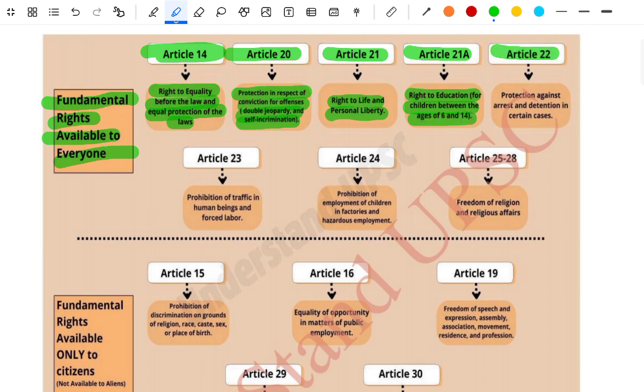Article 22, the protection against arrest and detention in certain cases. Article 23, the prohibition of traffic in human beings and forced labor. Article 24, the prohibition of employment of children in factories and hazardous employment. Articles 25 to 28, the freedom of religion and religious affairs.